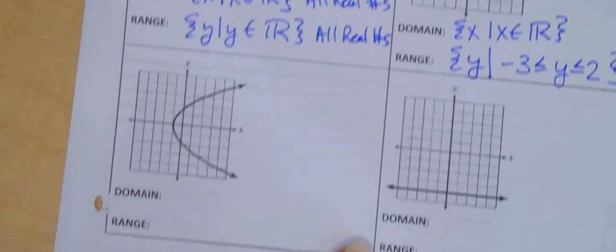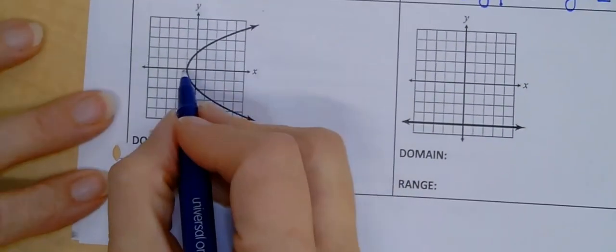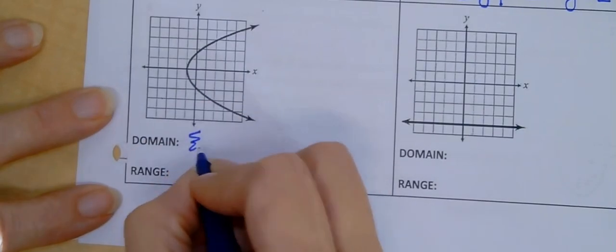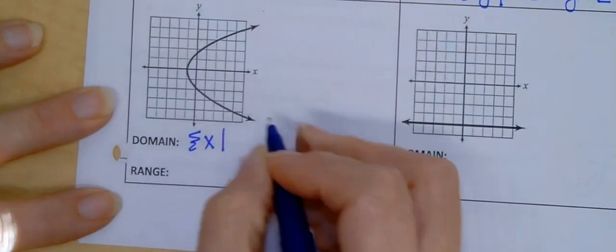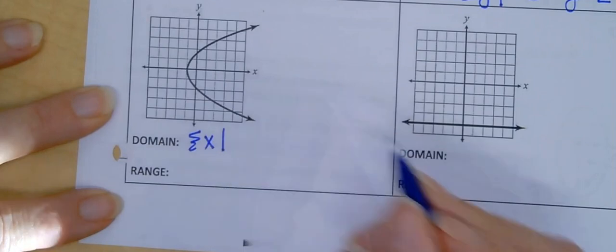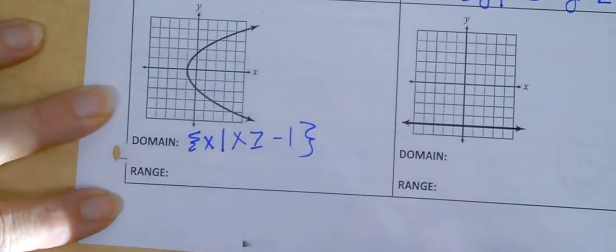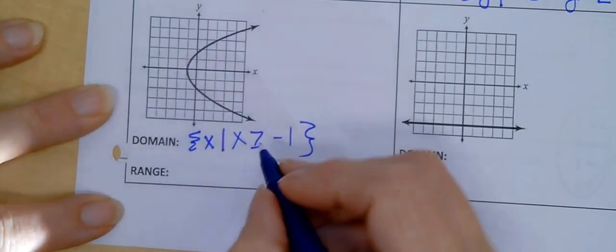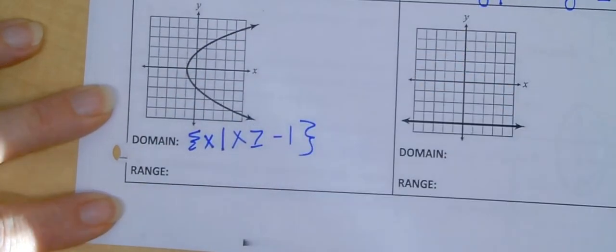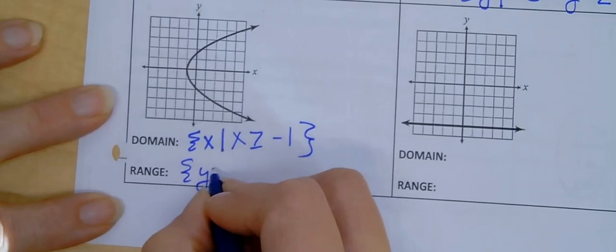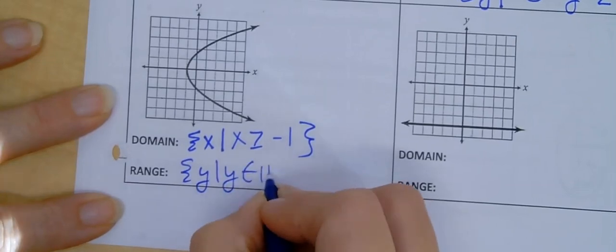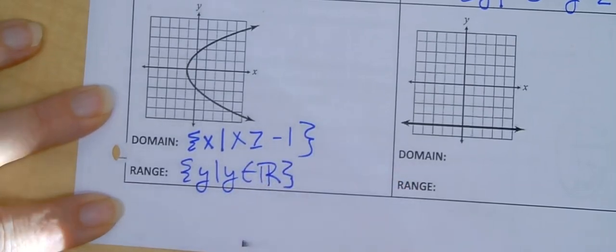Okay, domain here. My smallest x is -1. So I know x such that x has to be greater than or equal to -1. My range, there is no limit to what I can have for my range, so all y's. Y such that y is an element of the real number system, or you could say all real numbers.